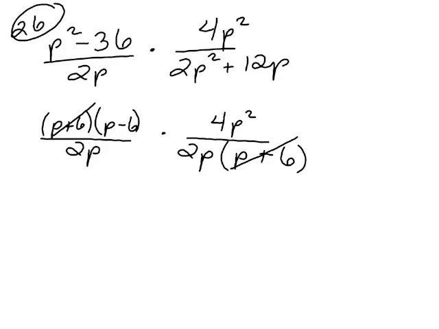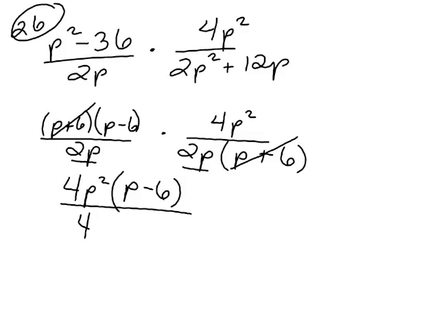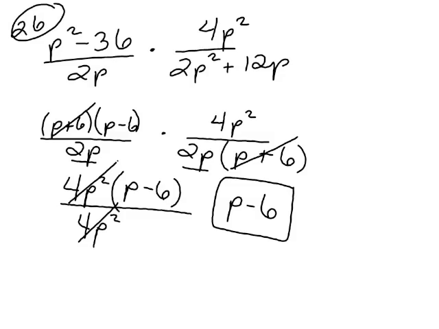Okay, let's rewrite this first before we get confused. So what do I have on the top? I have 4p squared times p minus 6. And then what do I have on the bottom? 2p times a 2p. So that is what? 4p squared. Very good. So then my 4p squared and my 4p squared cancel. And my final answer is p minus 6. I know, it'd be nice if they were all that easy, wouldn't it?